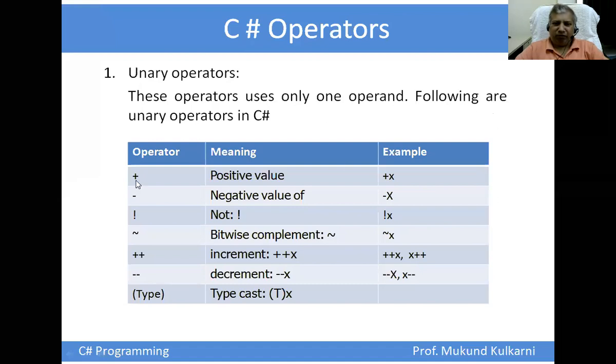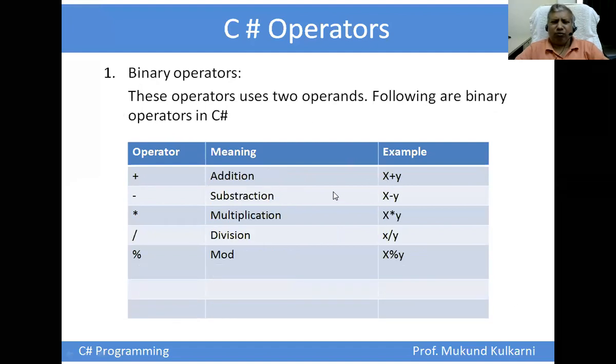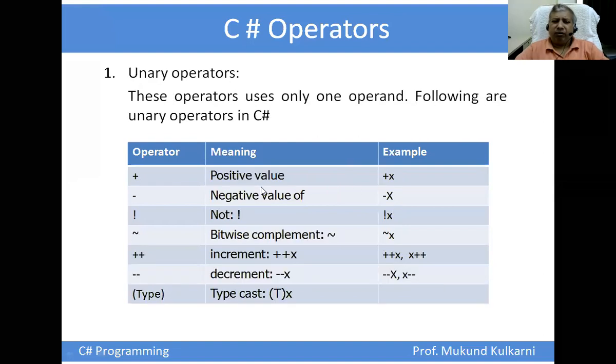First one is plus. It indicates a positive value, plus x. In general it is not used. When you are saying only x, it is assumed that it is the positive value of x. But the second one, minus, it is required to use, which indicates the negative value of something. So when you're saying minus x, the original value of x will be returned as negative.